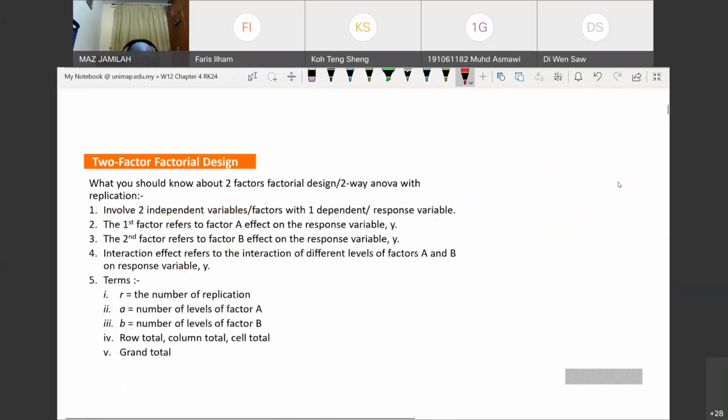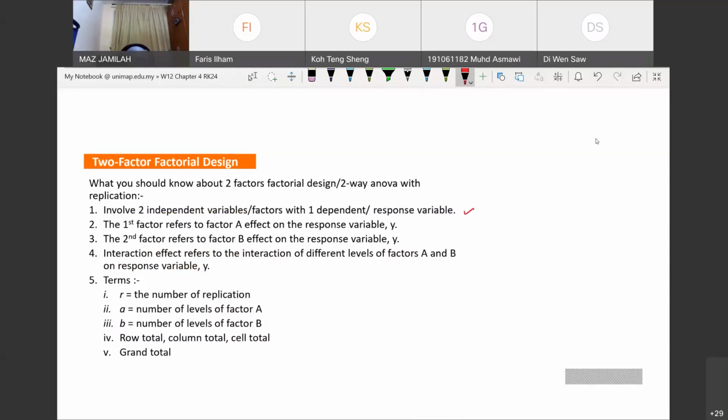Now, what about the two-factor factorial design, or two-way ANOVA with replication, that you should know? Among the things that you should realize is that, first, it involves two independent variables or two factors with one dependent or response variable. So that would be number one.